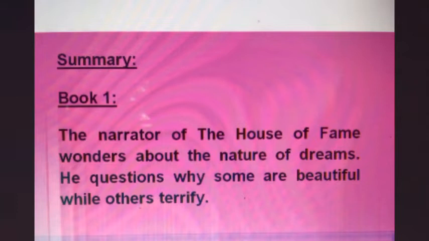And when the poem opens, we see the narrator of The House of Fame wonders about the nature of dreams. So we know that the narrator is Geoffrey Chaucer, because he identifies himself using his own name, that is Geoffrey Chaucer. So the narrator wonders about the nature of dreams. He questions why some are beautiful while others terrify. So some dreams are beautiful, but some are terrific.